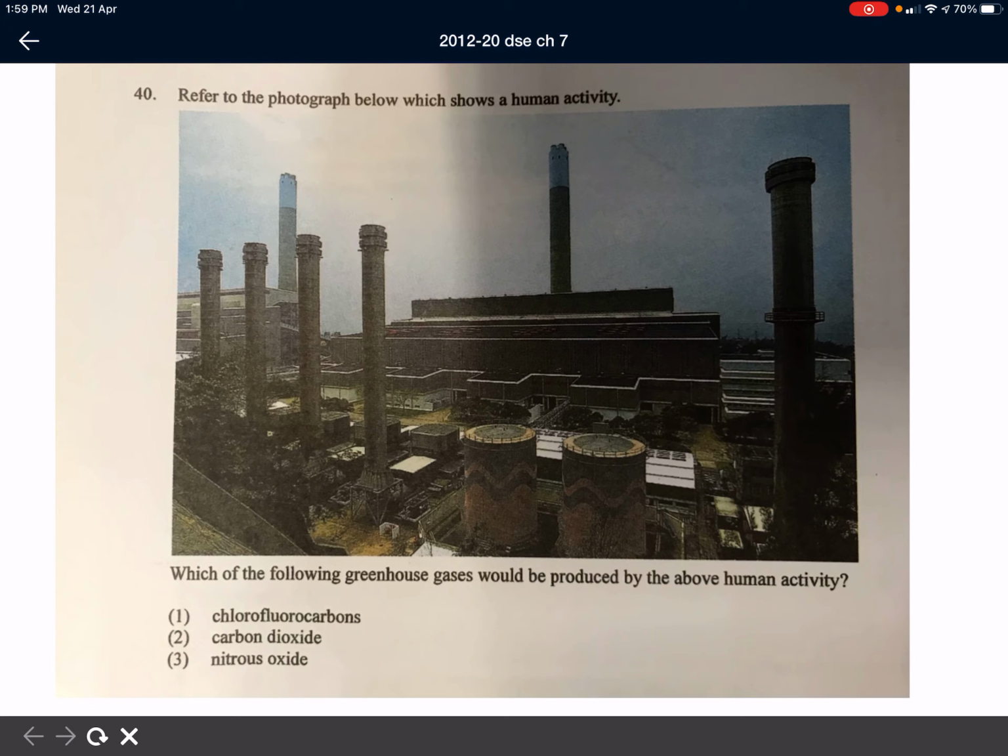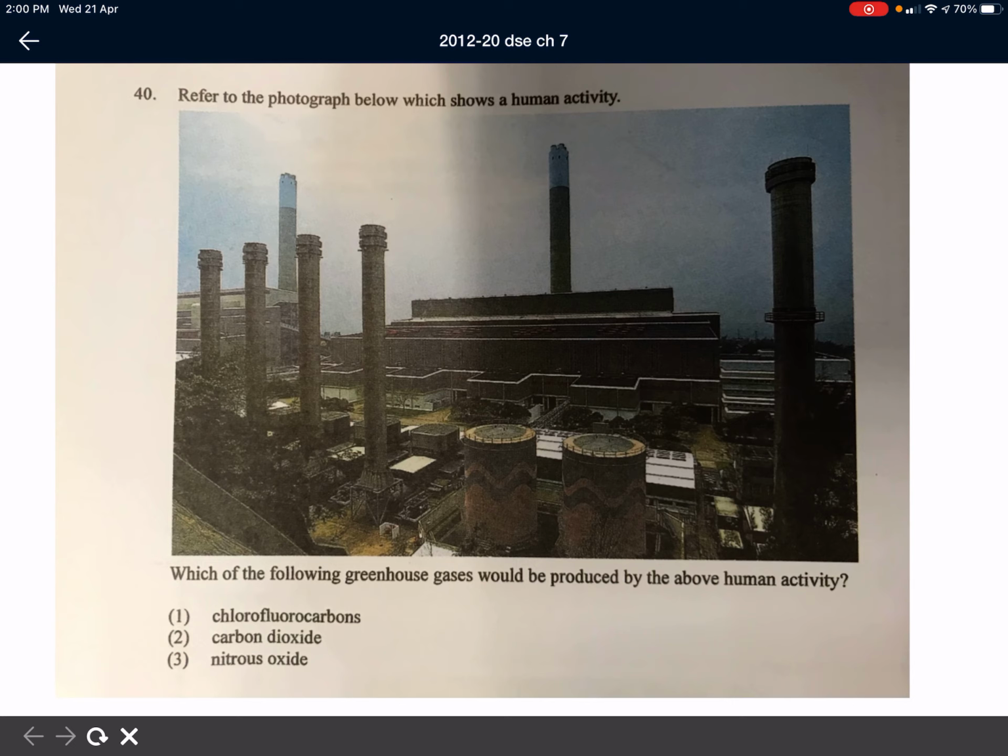But this one is the energy generation plant. Okay. Number 1, chlorofluorocarbon. Will this happen? No, because chlorofluorocarbon is made from refrigerant, coolant, those kinds of things, the synthesis of refrigerant and also the coolant, or the foams. So number 1 is nothing related to the energy generation plant.